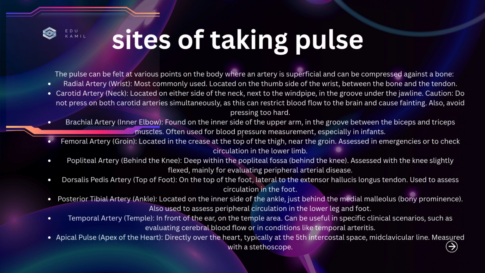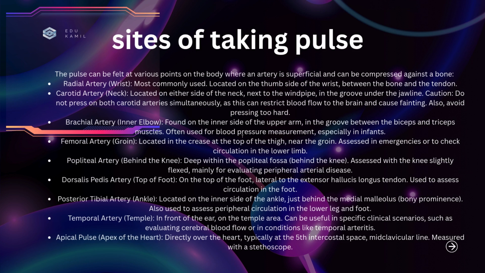Dorsalis pedis artery, top of foot, on the top of the foot, lateral to the extensor hallucis longus tendon. Used to assess circulation in the foot. Posterior tibial artery, ankle, located on the inner side of the ankle, just behind the medial malleolus, bony prominence. Also used to assess peripheral circulation in the lower leg and foot.